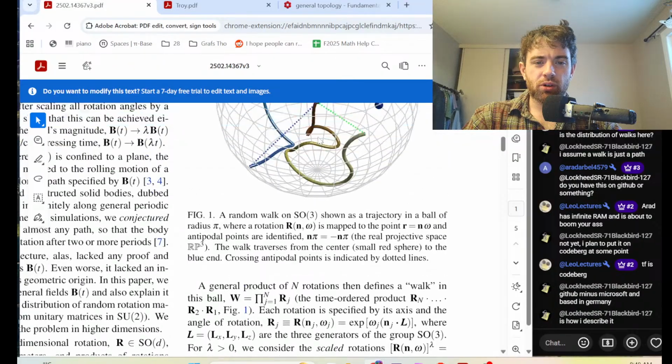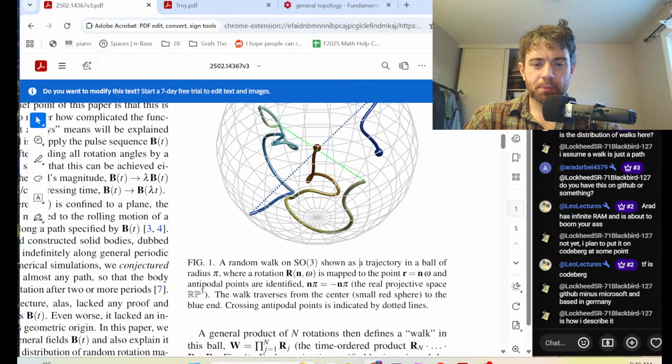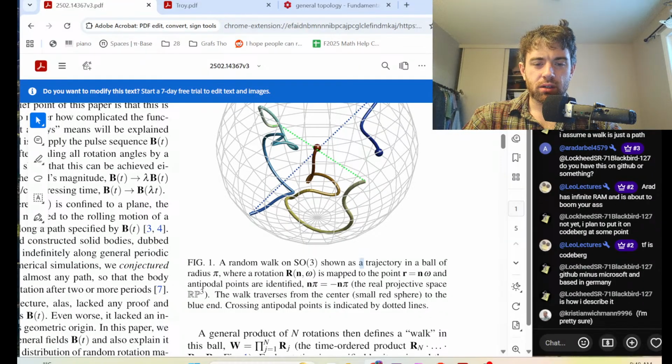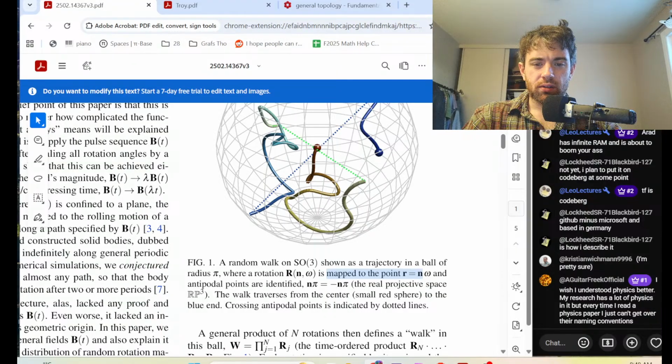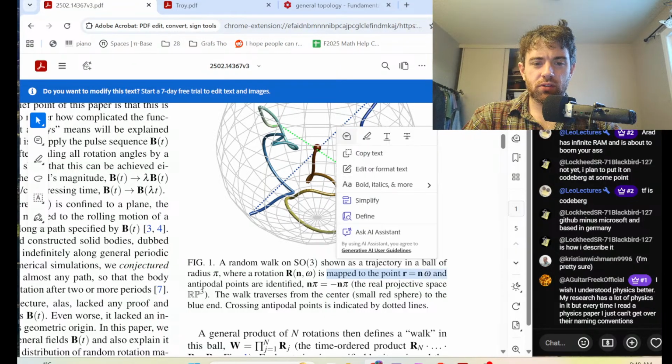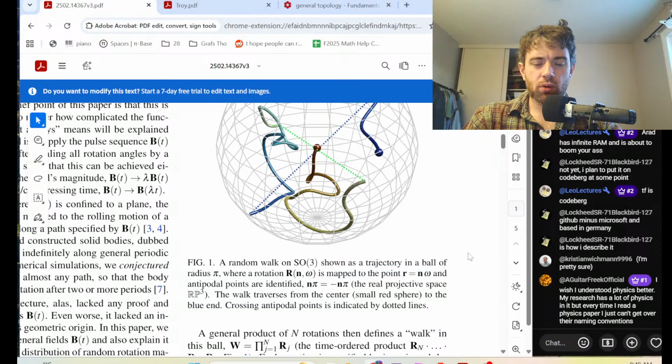So, a random walk on SO(3), shown as a trajectory in a ball of radius pi. Okay. Is mapped to the point. We map a walk to a point.